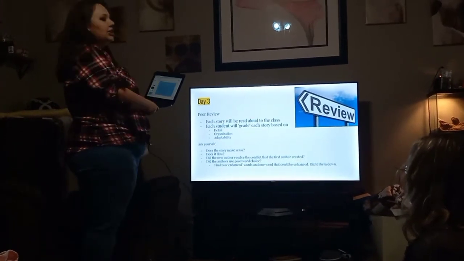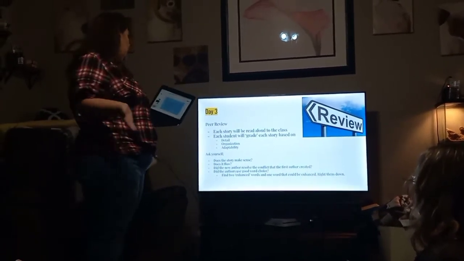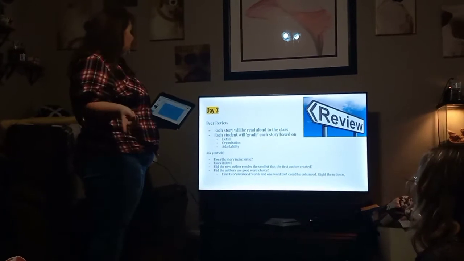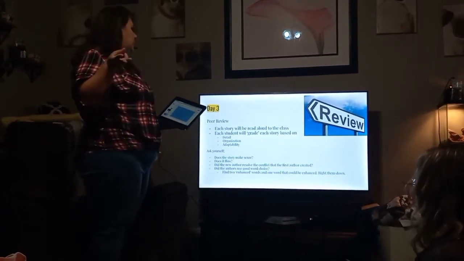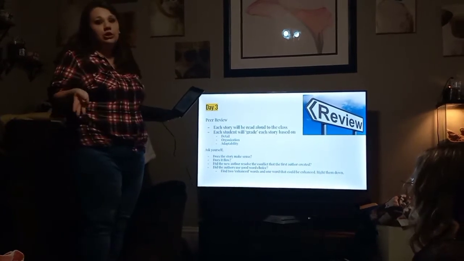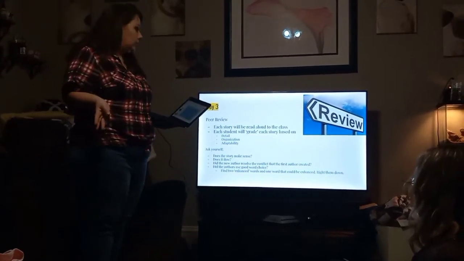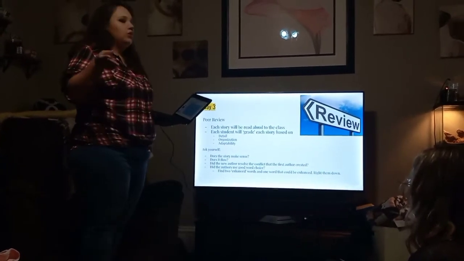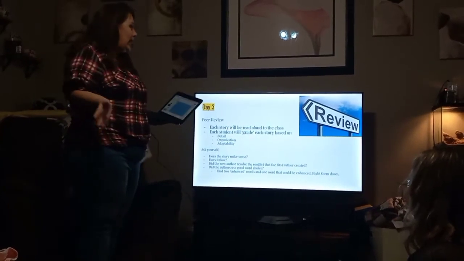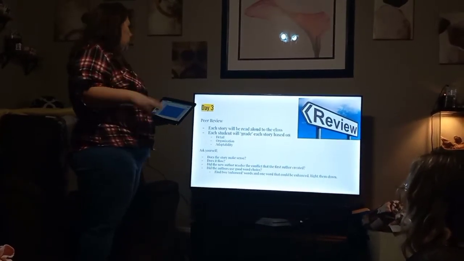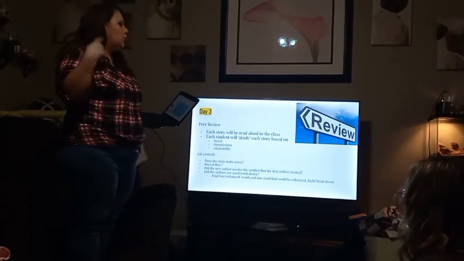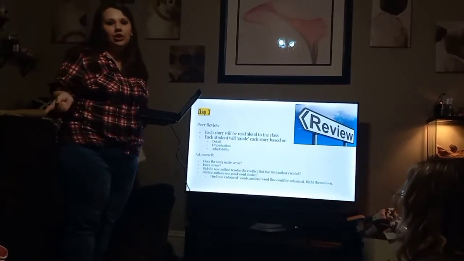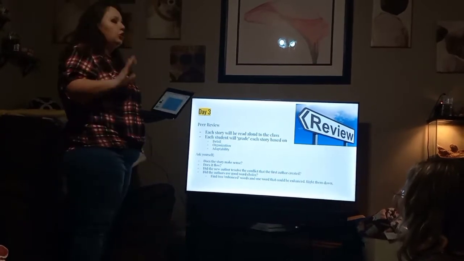So you need to ask yourself when you're grading these, does the story make sense? Does it flow? Did the new author resolve the conflict that the first author created in their story? Did the authors use good word choice? And when you're going through these, I want you to find 2 enhanced words that your classmates used and 1 word that could be enhanced using the Word Hippo app. And I want you to write those down.